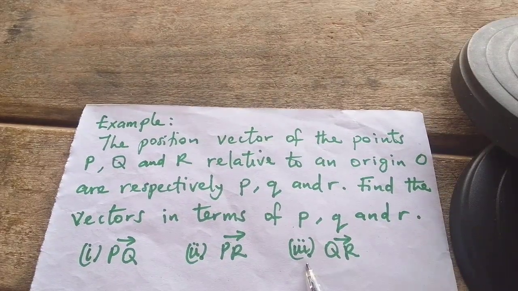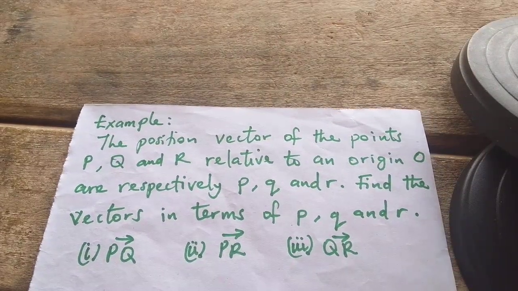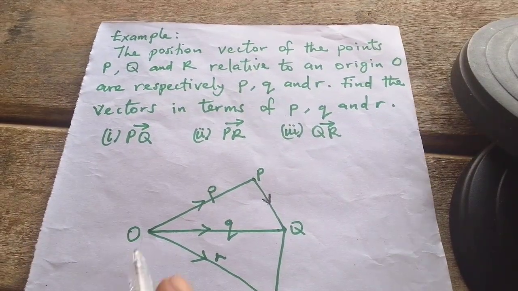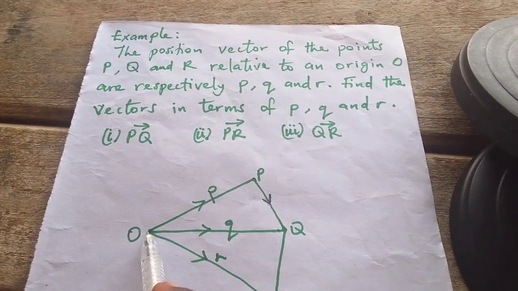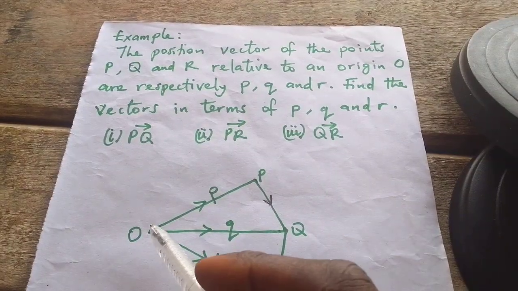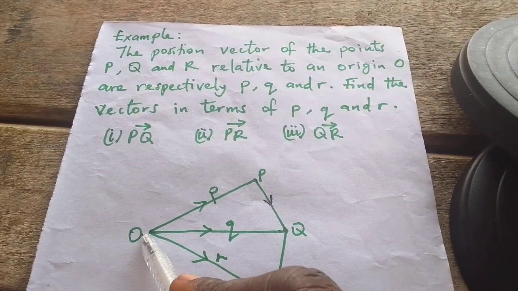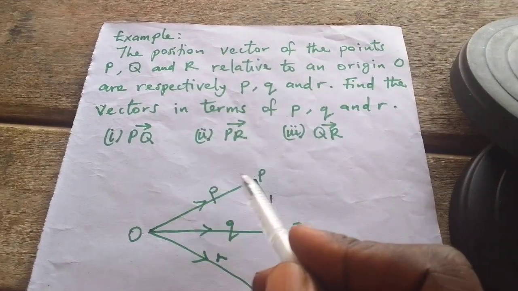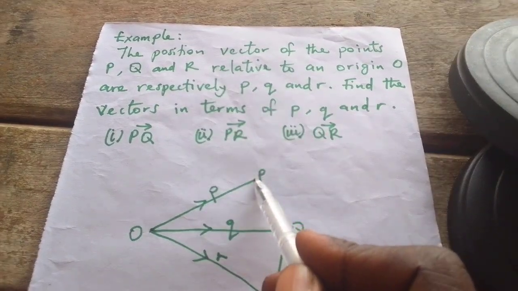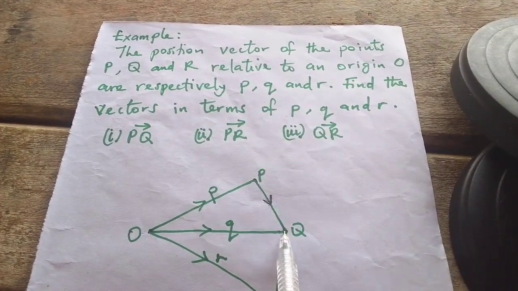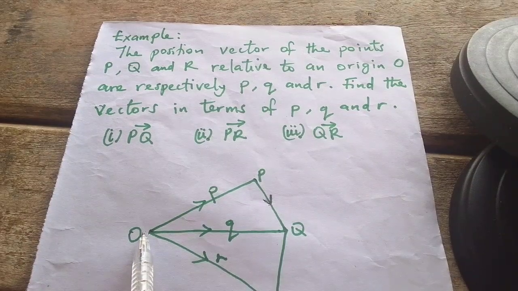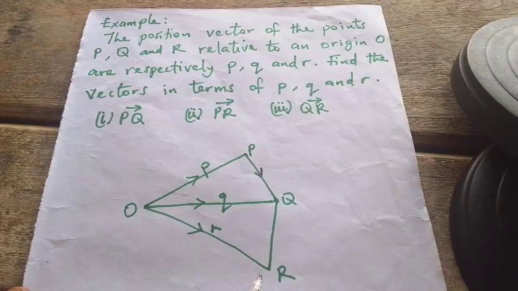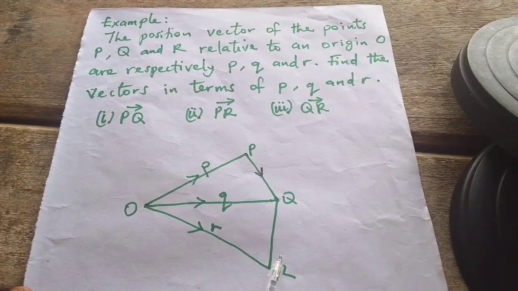So if you have three points, P, Q, and R, their reference point is known as the position vector. It means that if O is their reference point, then OP will be the position vector of point P, OQ will be the position vector of point Q, and OR will be the position vector of point R.